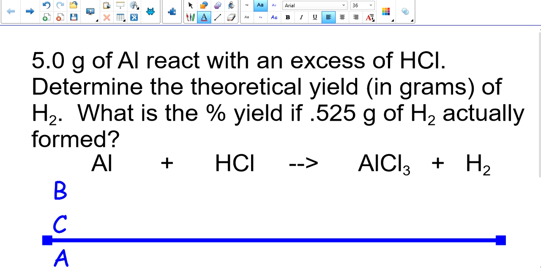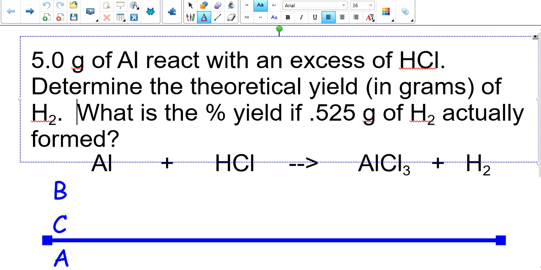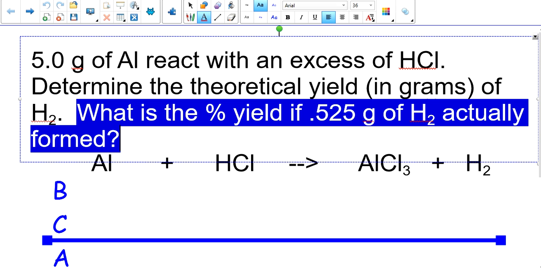Now, this is where most people get confused on these problems. Do not. Notice that it says determine the theoretical yield in grams of hydrogen. Stop. Ignore that statement even exists. You got to answer the question before that first. And so I'm just going to completely ignore that guy. Act like it doesn't even exist. You first need to determine the theoretical yield in grams of hydrogen.